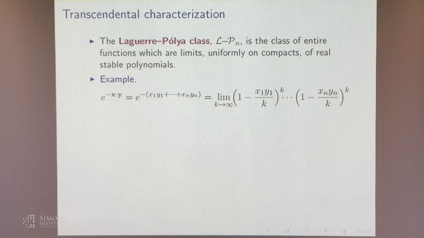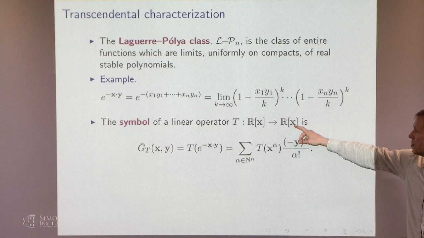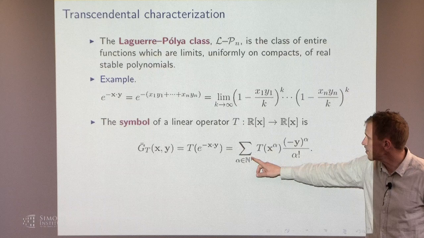So what is the symbol of an arbitrary linear operator? Well, we cannot do what we did before, but we can do this instead. So we form this. This is a formal power series a priori, but this is the transcendental symbol that we want to work with.